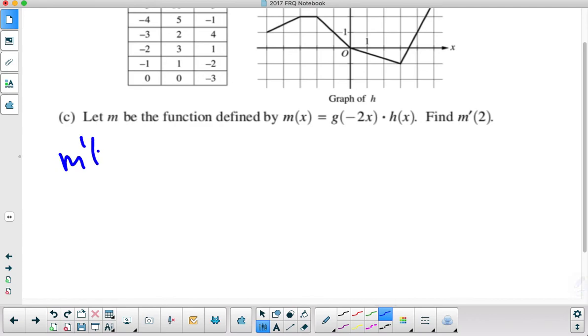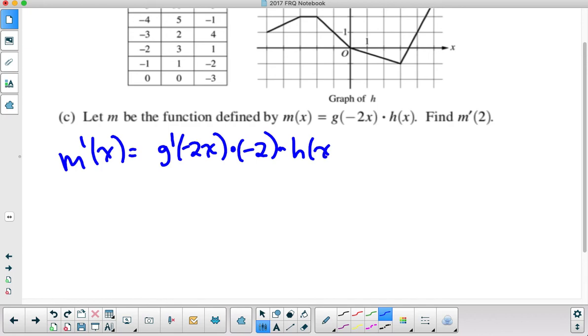So m prime of x. First of all, g prime of -2x times the derivative of the inside is just -2 times the second function, h of x, plus the first function, g of -2x, times the derivative of the second.